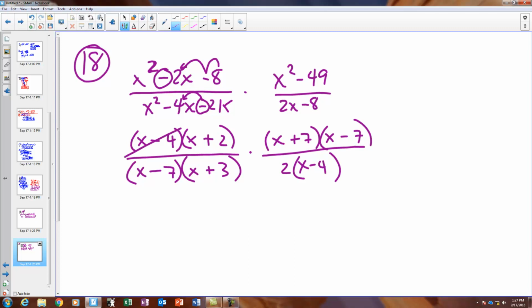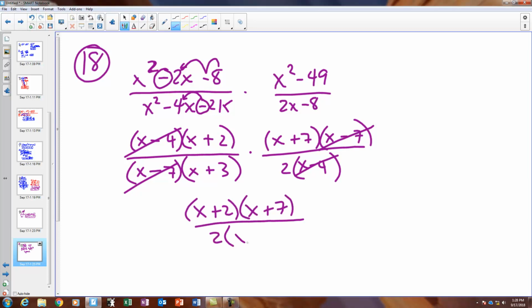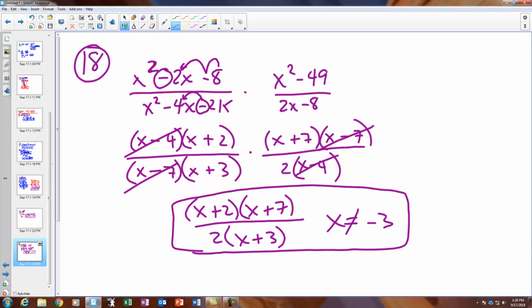That shows me this x minus 4 will cancel with that x minus 4. This x minus 7 will cancel with that x minus 7. I think that's about it. I'm going to get x plus 2 times x plus 7 all over 2 times x plus 3. As a side note, I want to make the statement that x cannot be negative 3 because that would make the denominator of the fraction equal to 0. So it's always good to make that distinction.